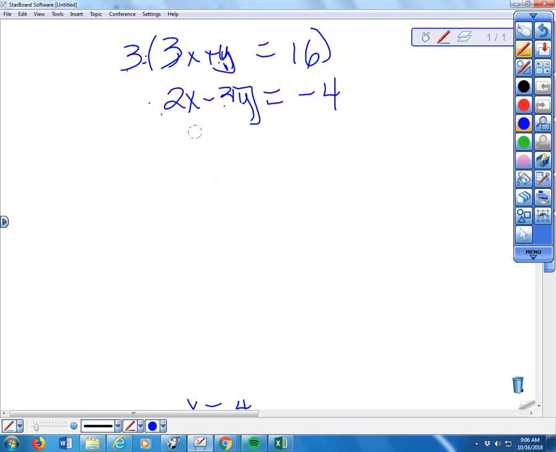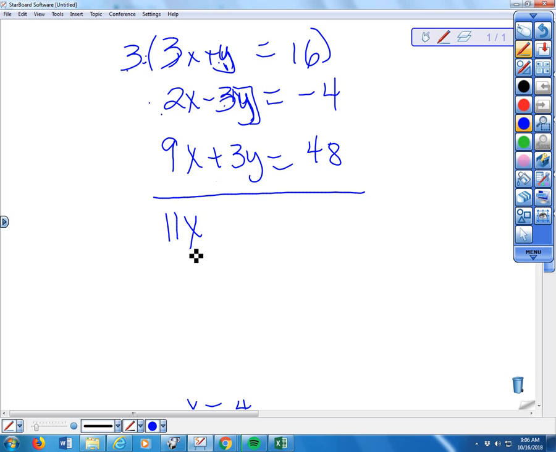Okay, so I'm going to go ahead and multiply through, and I'm just going to write it below. And I get that. As long as I multiply that number by every term, it's still the same line. So I haven't changed anything. Okay. Now I'm just going to add these two up. 11x, that's 0, equals 44. X is 4.